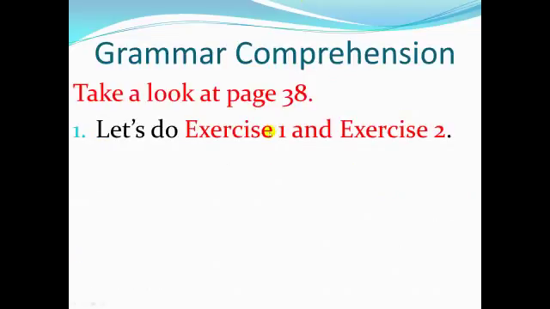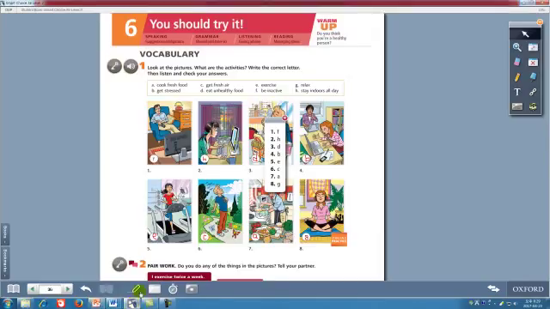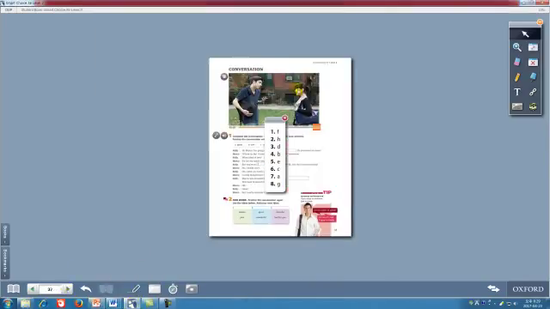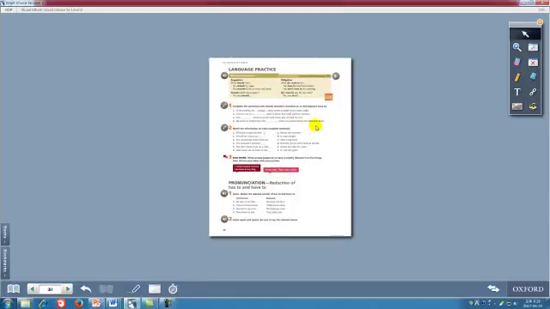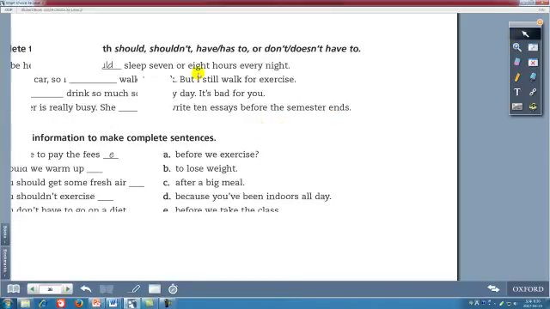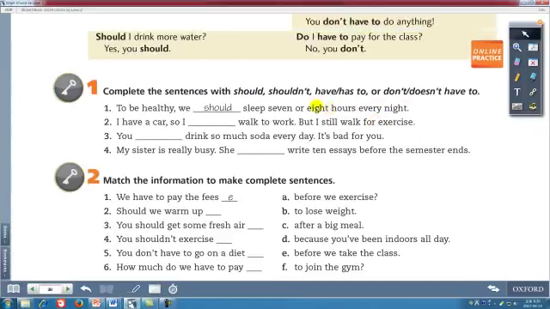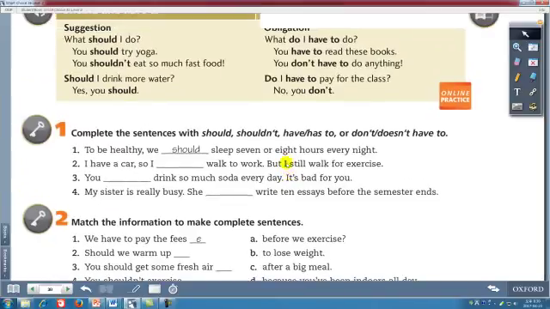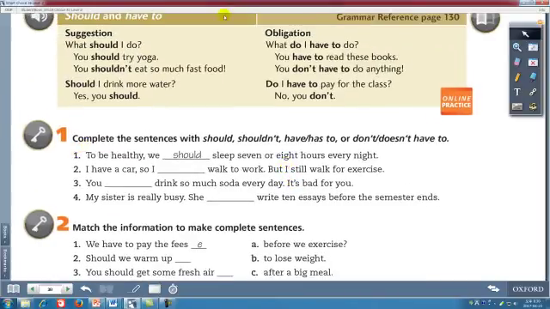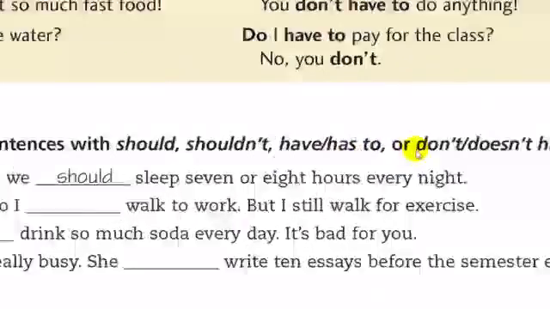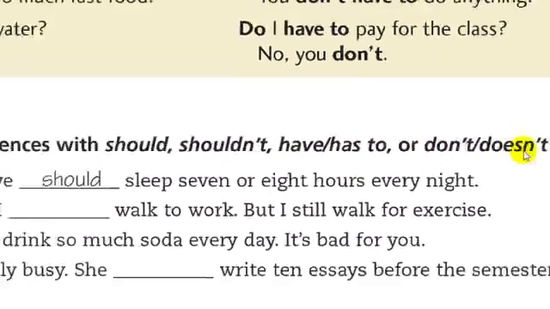Let's look at page 38 for our last exercise. Exercise 1 and 2. This time we're going to be using our modals and filling in the blanks. Look up here at the word box. That always helps out. This grammar box is always a good thing to check out. Complete the sentences with should, shouldn't, have to, has to, or doesn't have to.